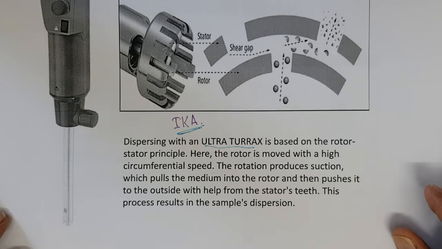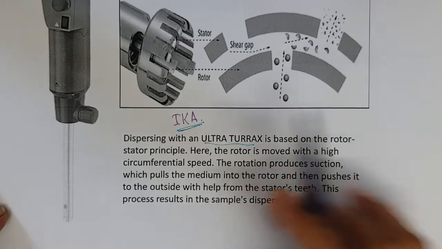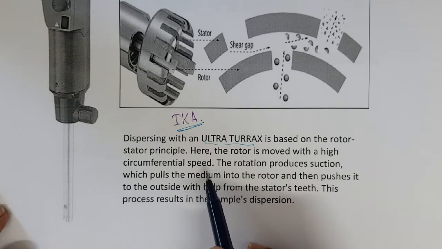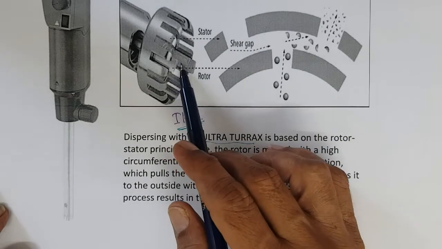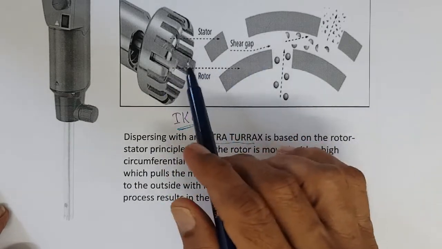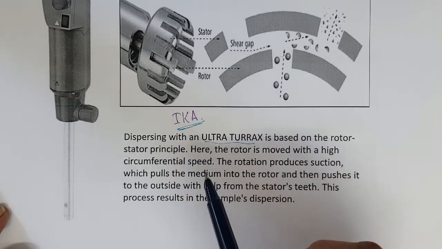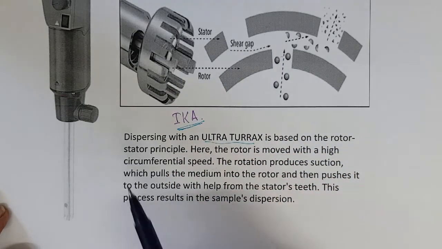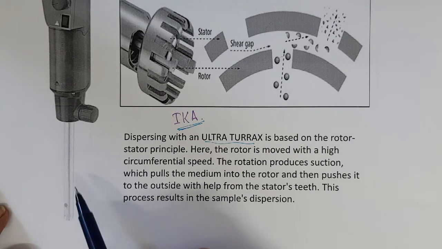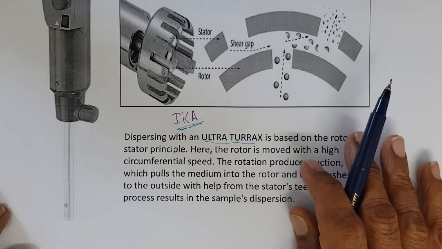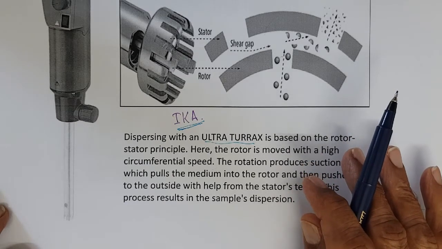This is yet another design of a homogenizer made by IKA, and it also works on the same principle of stator and rotor, right? Now we will see how a lab batch of an emulsion, a moisturizing lotion, is made, and in that lab batch this model of homogenizer is being used.